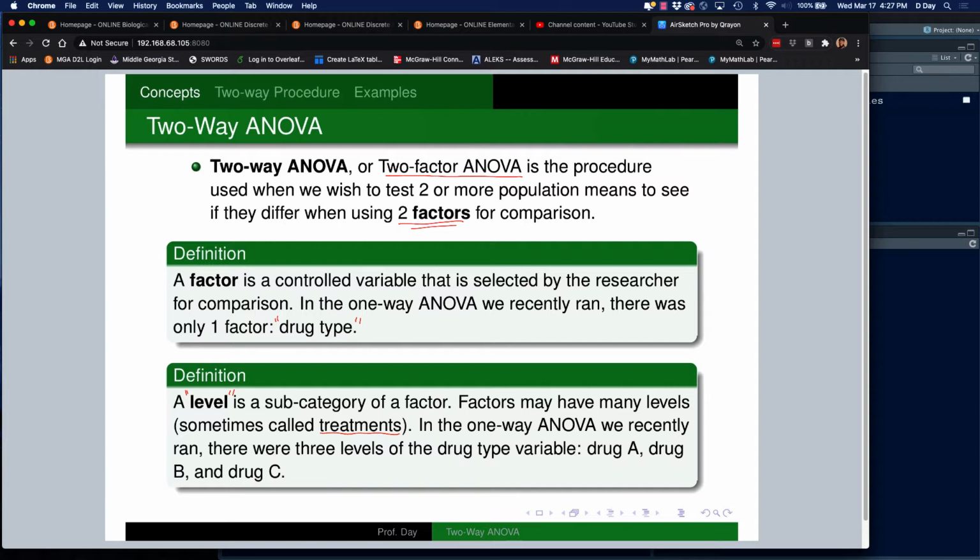Now instead of just having one, we're going to have two factors. We might have different levels for the first factor and different levels for the second factor. We'll refer to those as factor A and B for the most part in the beginning part of this lecture.